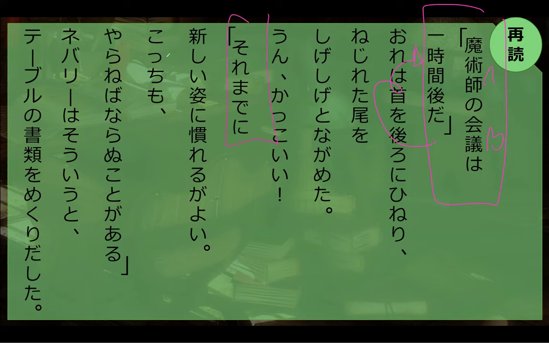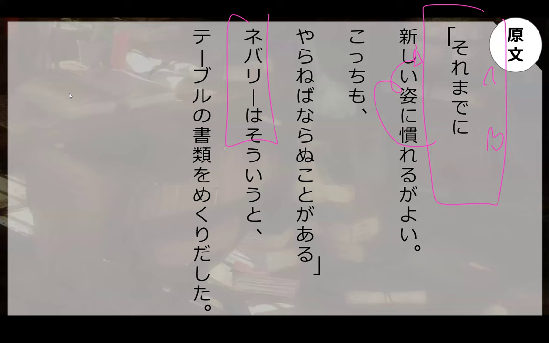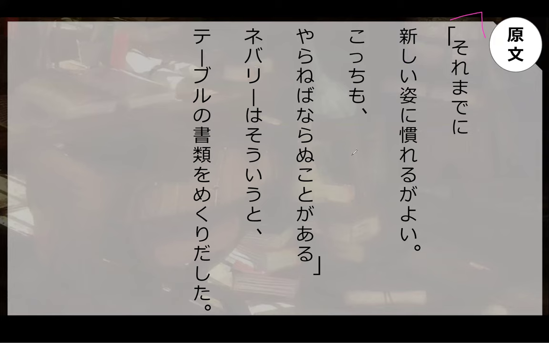So, sore made. The made here means until that time. Exactly. So basically, for the next hour, until the meeting starts, sore made ni, atarashii sugata ni, towards your new form, it would be good, ga yoi. He's saying that it would be good that you do this, that you become familiar with it, nageru ga yoi.